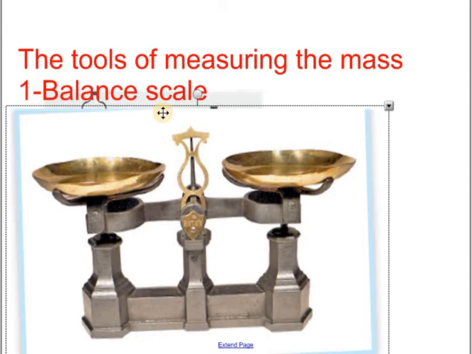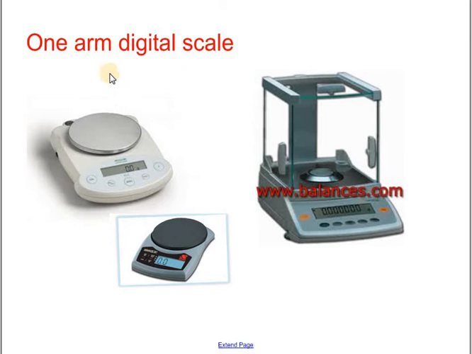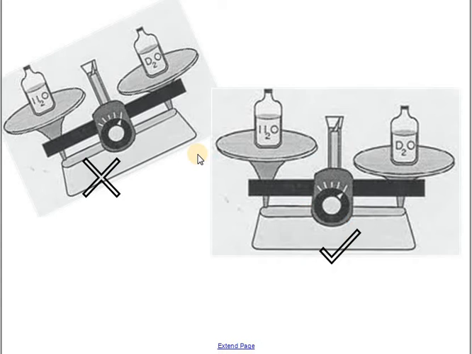The first one, balance scale, which is used to measure fruits and vegetables. The second one, sensitive two-arm scale, which is used to measure small masses. And one-arm digital scale, which is used also to measure small masses such as gold and silver. And the last one is one-arm scale with a pointer. We must put the balance scale on a horizontal shelf to avoid any vibration.